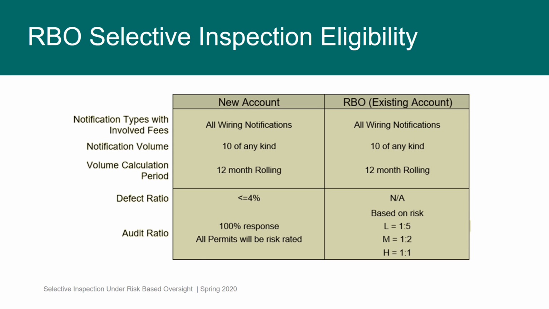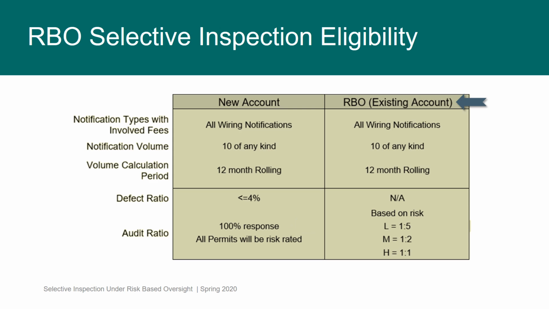Selective inspection eligibility. First, let's cover eligibility for new accounts. A new account is any account where the first wiring notification is opened after RBO is launched. For a new account holder to qualify for selective inspection, you must have a minimum of 10 visited notifications within a rolling 12-month period. The period is calculated from the day the notification is opened, going back 1 year, and you must have an overall defect ratio of less than or equal to 4%. Until these requirements are met, new accounts have a 100% oversight recommendation.